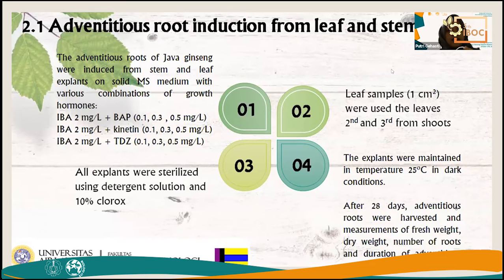For leaf samples, the leaves taken were the second and third from the shoot, and all explants were sterilized using detergent solution and 10% Clorox. Then all the explants were maintained at 25 Celsius in dark conditions, and after 28 days, adventitious roots were harvested, and fresh weight, dry weight, number of roots, and duration of adventitious root formation were measured.